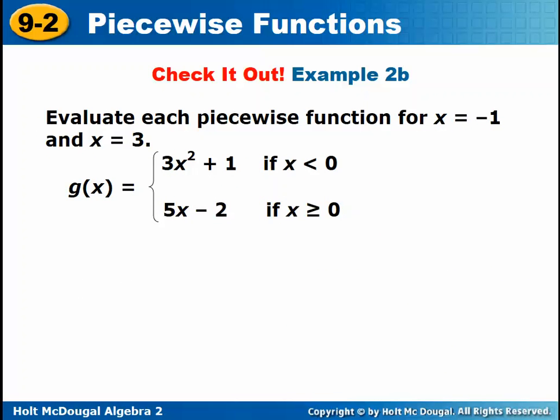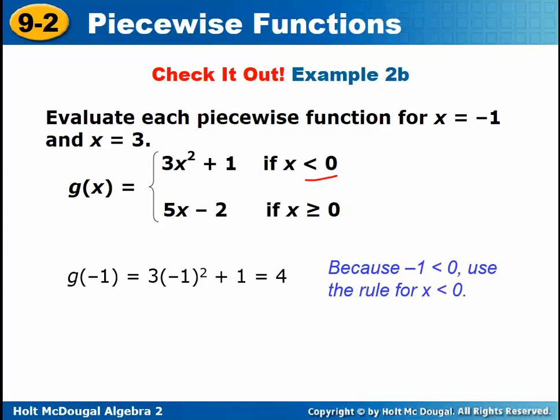And in this example, we'll have to plug in the values once we find the right place to put them. -1 would fit with x is less than 0. So we're going to go 3 times -1 squared plus 1. Now remember that when you square a number, whether it's negative or positive, you're going to get a positive number. So this would be 3 times 1 plus 1. And 3 times 1 is 3. So 3 plus 1 is equal to 4. So that means that g of -1 is equal to 4.